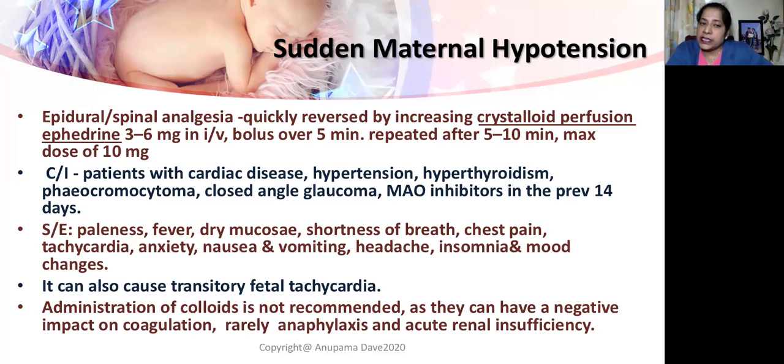However, the contraindications are patients with cardiac disease, hypertension, again hypothyroidism, pheochromocytoma, closed angle glaucoma, monoamine oxidase inhibitors being given in the previous 14 days. So we must keep in mind these contraindications. There are some side effects like paleness, fever, dry mucosa, shortness of breath, chest pain, tachycardia, anxiety, nausea, vomiting, headache, insomnia, and mood changes. It can also cause transitory fetal tachycardia.